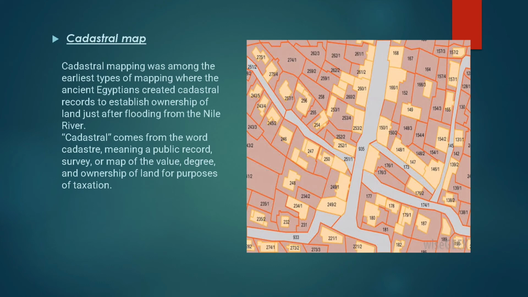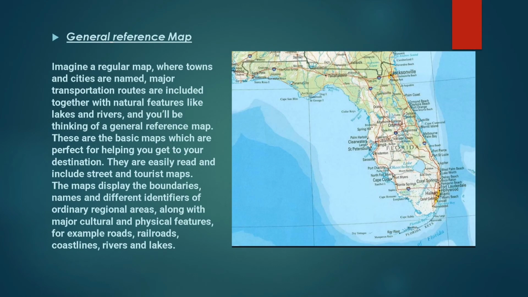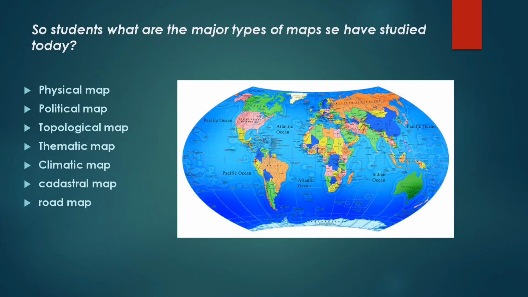Then the general reference maps, which are totally used by everyone. Street view maps, tourist map, all of these maps come under this type of map, general reference map. They are easily read, and they include street and tourist map. The map displays the boundaries, names, and different identifiers of ordinary regional areas, along with major cultural and physical features. So we have studied physical map, political map, topographical map, thematic map, climatic map, cadastral map, and road map.